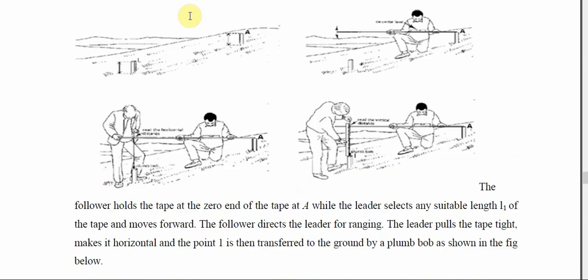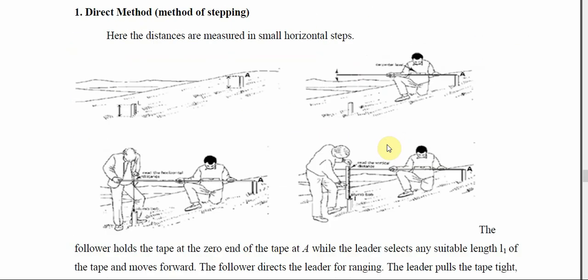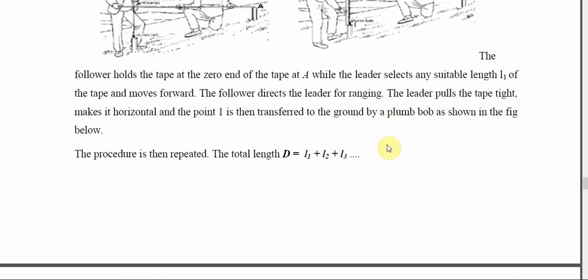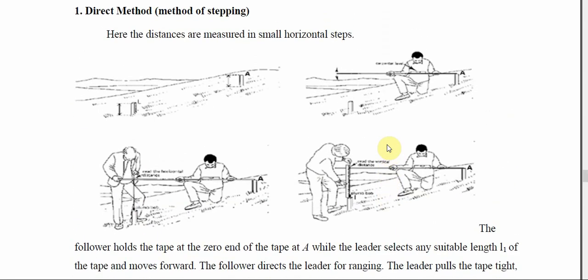The whole length, if the total distance is d, is split into smaller distances L1, L2, L3, L4, L5, and so on, and all the small distances are added to get the total distance d. So this method of measuring distance over a sloping ground is called the method of stepping.